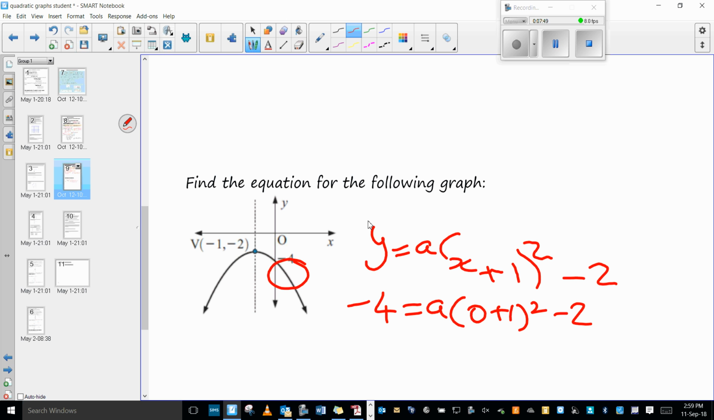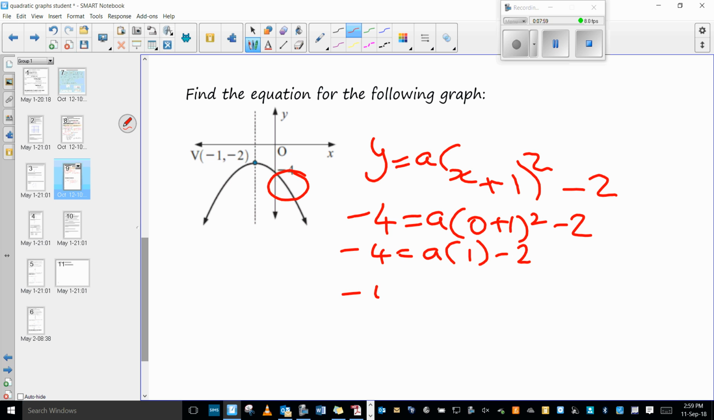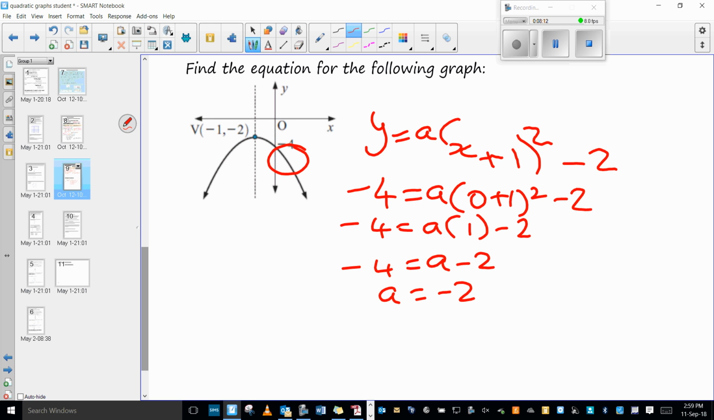Okay? So -4 equals a. 1 squared is 1. So we've got -4 equals a subtract 2. To get a on its own, we're going to add 2 to both sides. So that a is -2. So our equation is y equals -2 (x plus 1) squared subtract 2.